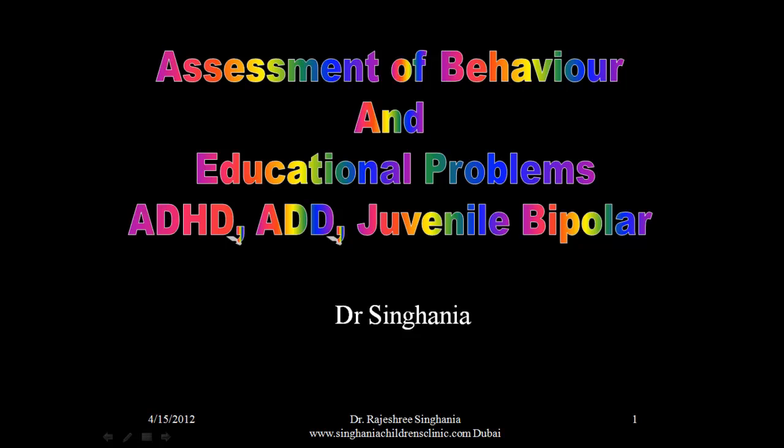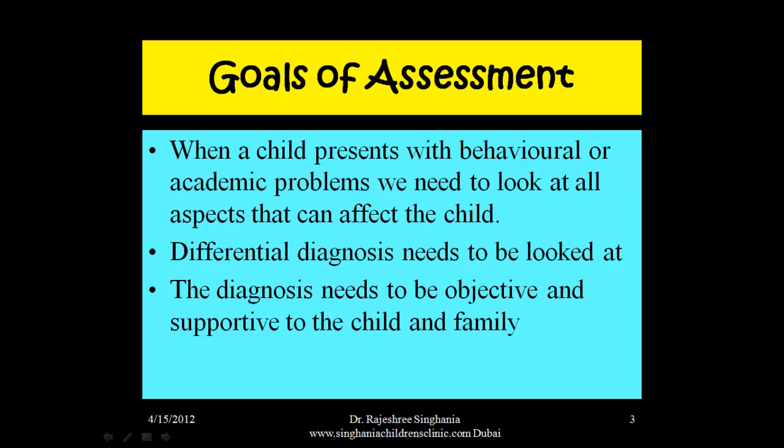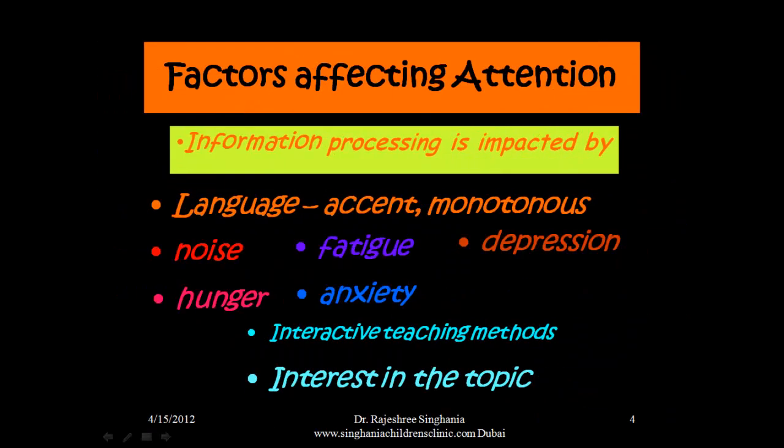Hi, I'm Dr. Singhania and I'm going to talk about how a child with behavior and educational problems should be assessed. Now, the goals of assessment is that you need to look at all the aspects that can affect the child. You have to look for differential diagnosis, comorbid diagnosis, and to look at the family situation to be able to help and support them. Just to identify things which can affect attention and behavior.